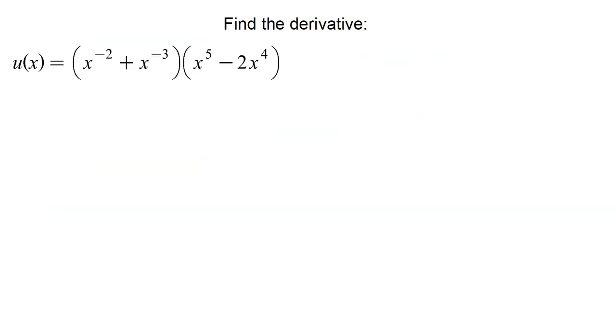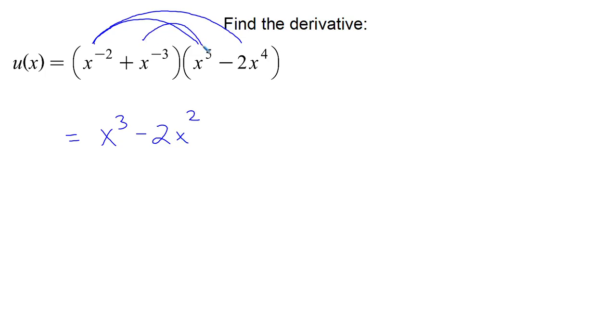For this one, u of x, again, it's not like we couldn't use the product rule here, but I think it's going to make things a lot easier if we choose not to use the product rule, if we just choose to distribute first. So x to the negative 2 times x to the 5th, add the exponents, gives you x to the 3rd. And then x to the negative 2 times negative 2x to the 4th, that minus 2 stays, and then add the exponents. Negative 2 plus 4 is x squared there.